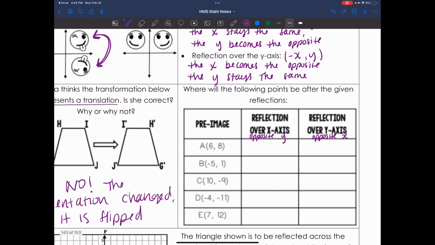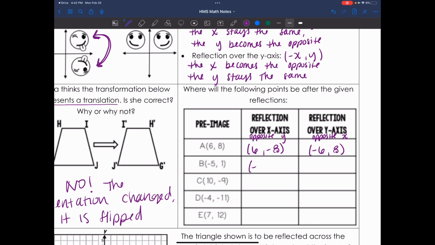So we're going to practice these rules. Opposite of the y, opposite of the x. If I reflect over the x-axis, I'm finding the opposite of the y. So I'm going to take ordered pair A, 6, 8, but I'm finding the opposite of 8, which is negative 8. That's it. If I reflect 6, 8 over the y, I'm going to find the opposite of the x, so negative 6, 8. Do we see? I feel like this is easy. If you reflect over the x, opposite of the y.